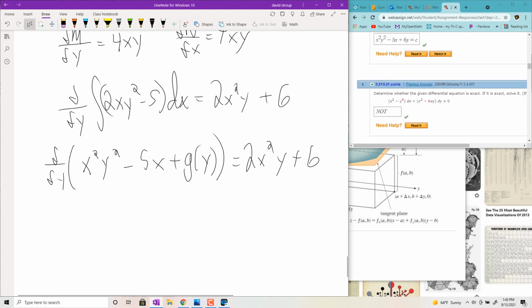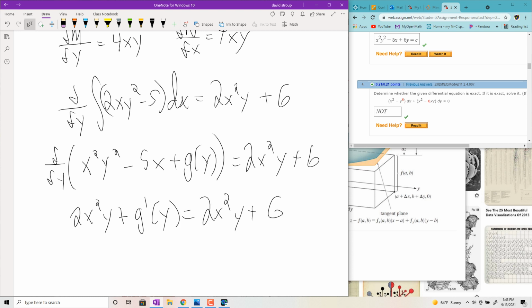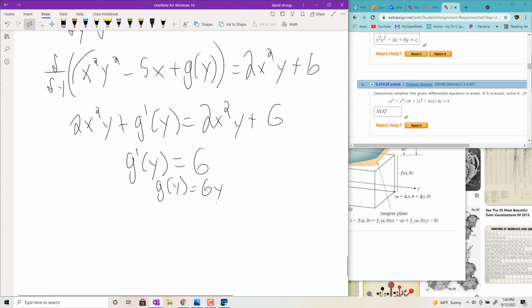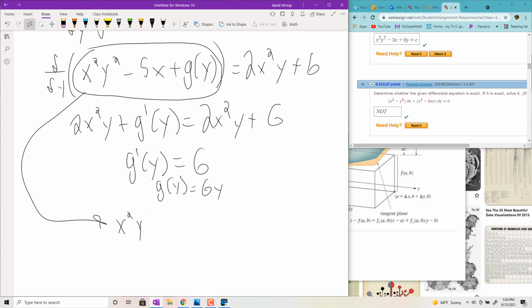Anyways, partial then with respect to y, so you get 2x squared y minus 0 plus g prime of y equals 2x squared y plus 6. G prime of y will equal 6, so g of y equals 6y, and then we should be able to write out our answer, right? So it's this thing, x squared y squared minus 5x plus 6y equals our constant.